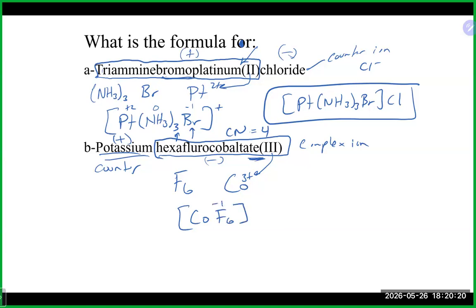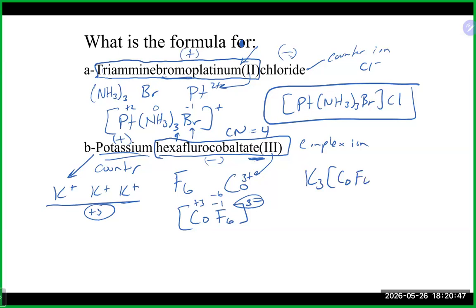That's going to be -1, and there's 6 of them. It's -6. The cobalt is +3. That means in this particular case, I am rolling with a -3 on my complex ion. Now to balance that out, my potassium is group 1, so I don't need 1, I don't need 2, but I do need 3 of those guys to give me a +3 to balance out that -3, and that's going to give me K3CoF6 as my formula in this case.